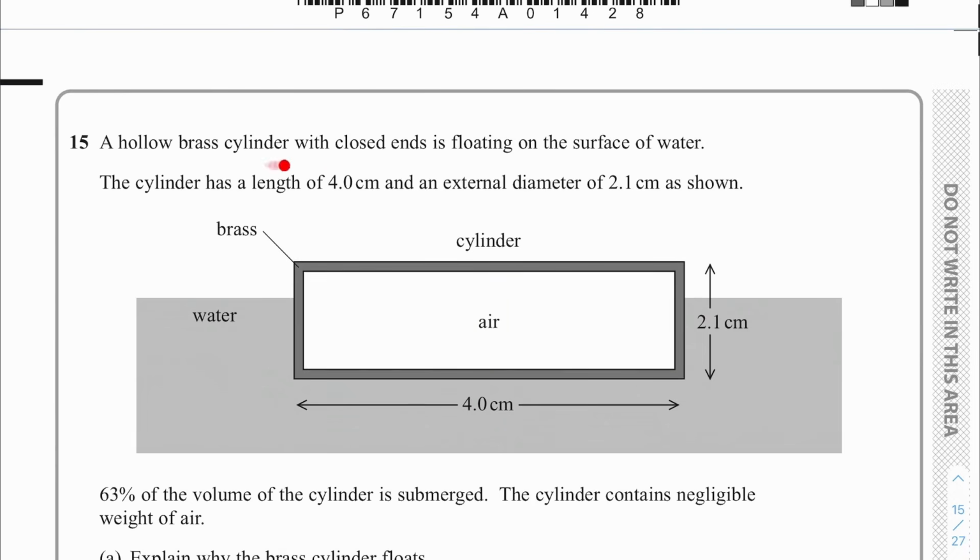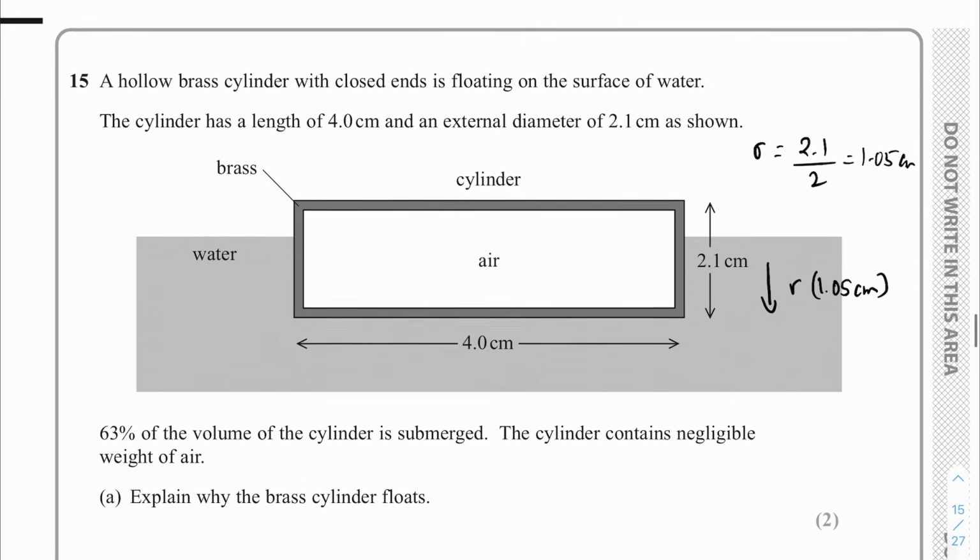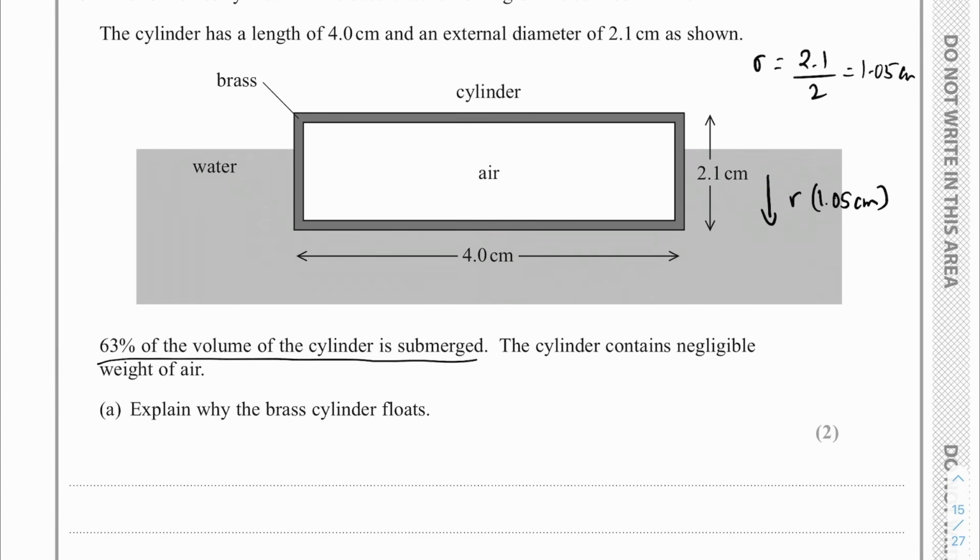A hollow brass cylinder with closed ends is floating on the surface of the water. The cylinder has a length of 4 centimeters, and an external diameter of 2.1 centimeters. So we can say the radius is this divided by 2, r. So r is 2.1 divided by 2, which is 1.05 centimeters. Then they tell us 63% of the volume of the cylinder is submerged. So the submerged volume is 0.63 times the actual volume of the cylinder, VC. The cylinder contains negligible weight of air.